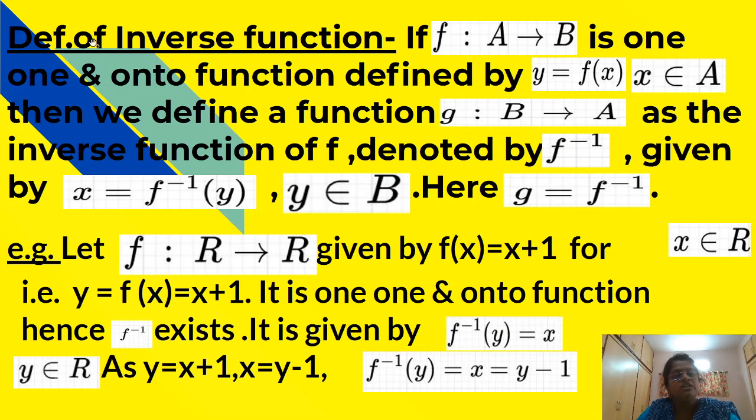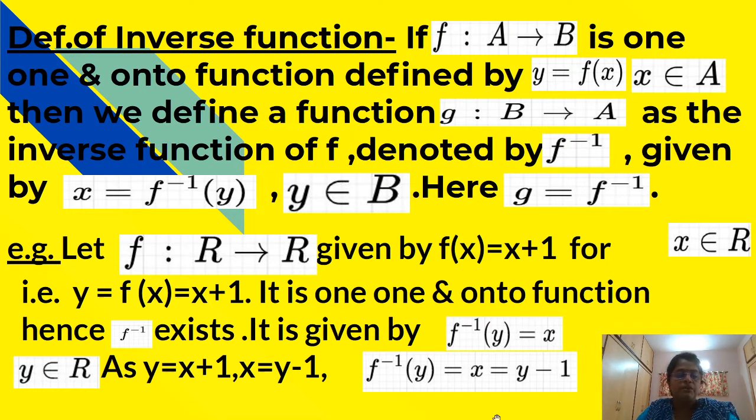Now see the definition of inverse function. If f from A to B is one-one and onto function defined by y is equal to f of x, where x belongs to A, then we define a function g from B to A as the inverse function of f, denoted by f inverse, given by x is equal to f inverse y, where y belongs to B. Here g is equal to f inverse.